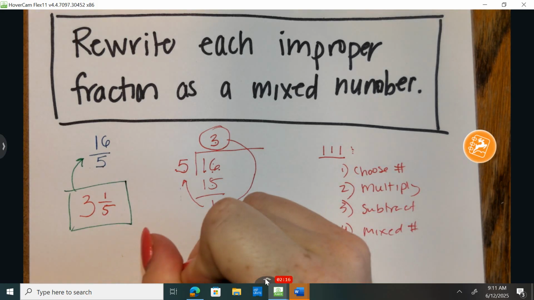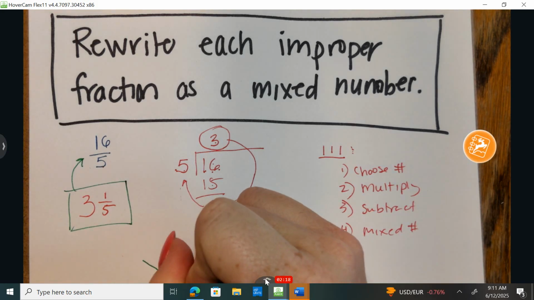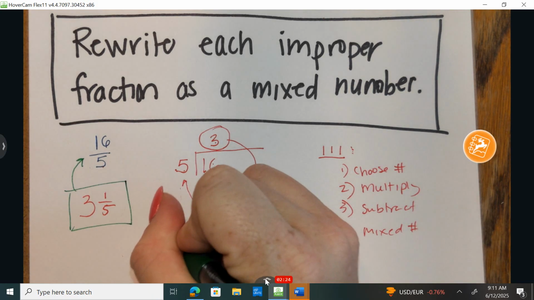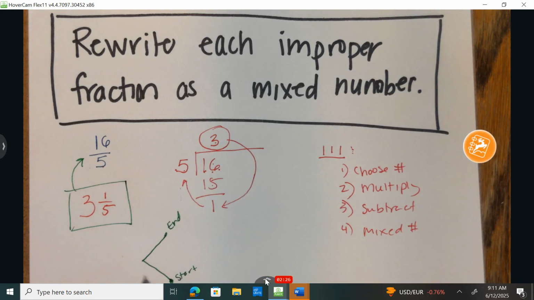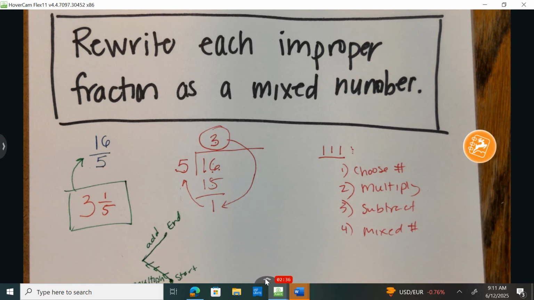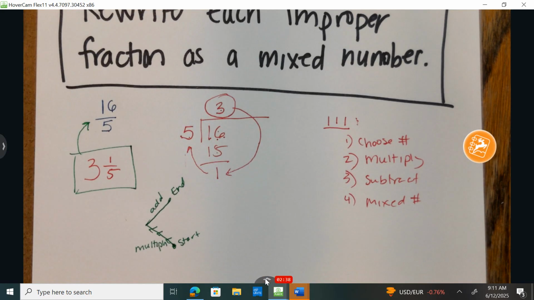You ready? I want you to take a V and write it on its side. This is going to be our start point, and we're going to follow this, and this is going to be our end point. And as we go, we're going this way first. We're going to multiply, and then we're going to take a right hand, and we're going to add. So here's how you can check your work.